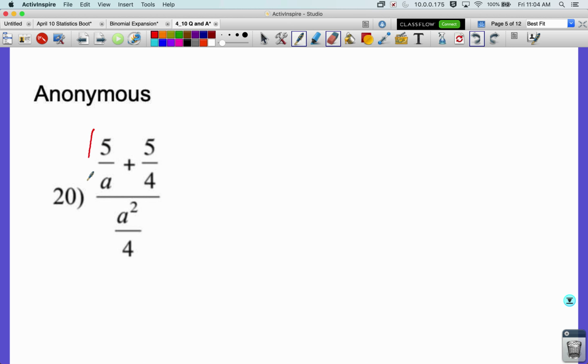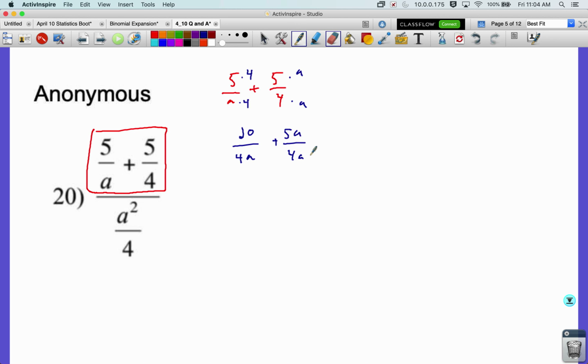So I'm going to ignore the bottom part and just simplify off the top here. 5 over a plus 5 over 4. These denominators do not match at all, so we've got to multiply them by each other. So I'm going to multiply this side by 4 over 4 and this side by a over a. And I get 20 over 4a plus 5a over 4a. And now that the denominators match, I can add the tops, and this becomes 20 plus 5a over 4a. Look to simplify, no common factors here.